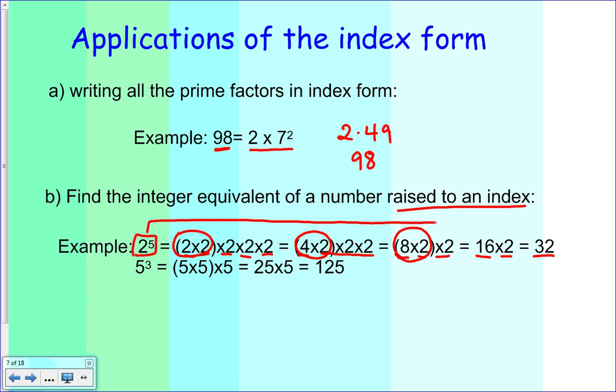Sometimes it's a lot easier if you simply memorize that 2 to the 5th equals 32. Similarly, with the 5 to the power of 3, it's written here as 1, 2, 3 5's. We group 2 at a time to get 25 times 5, and multiply that together to get 125. Again, sometimes easier to memorize that 125 is the same as 5 to the power of 3.